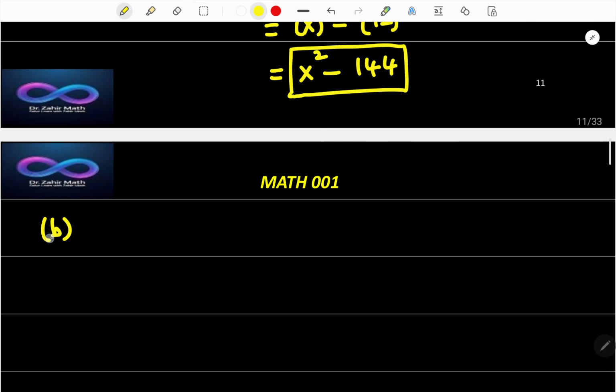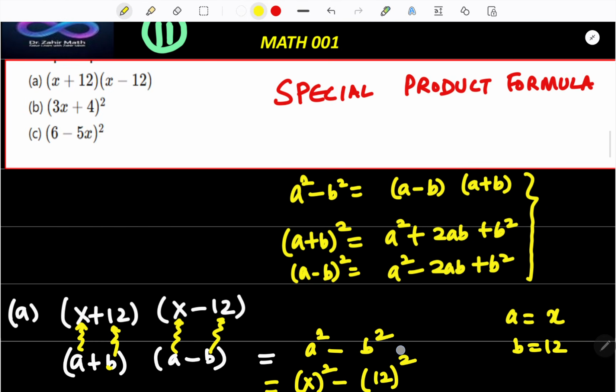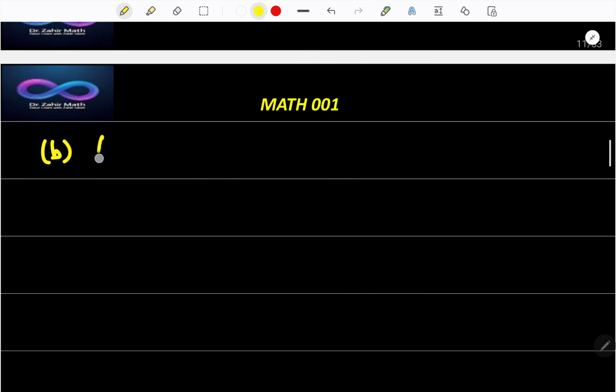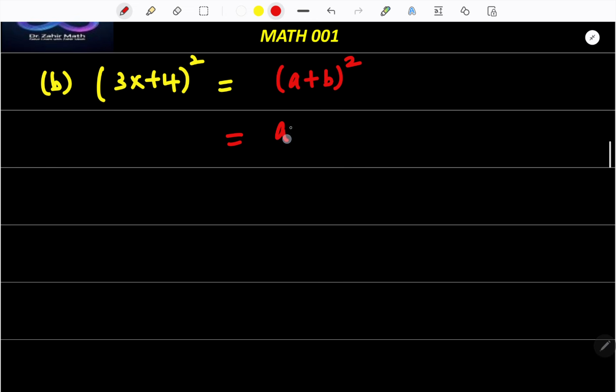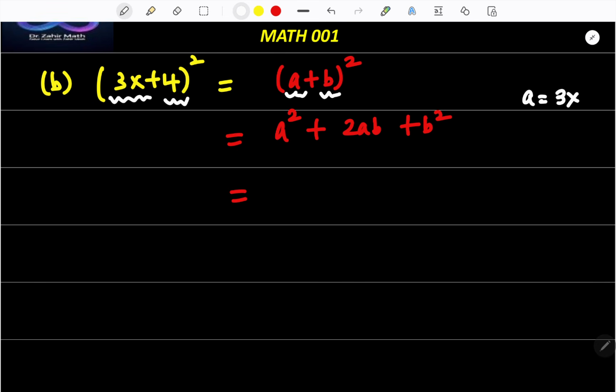The B question is 3x plus 4 the whole square. This is of the model a plus b the whole square. What is a plus b whole square? Which is a square plus 2ab plus b square. What is in the place of a? A is equal to 3x. What is in the place of b? B is equal to 4.